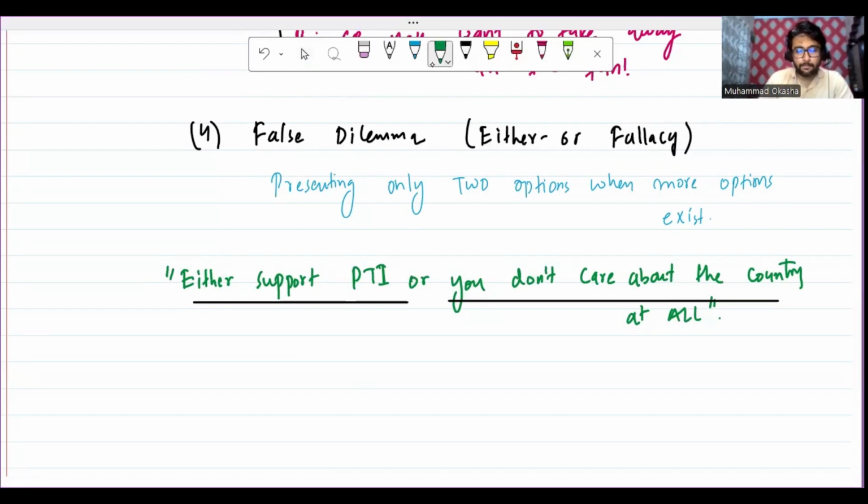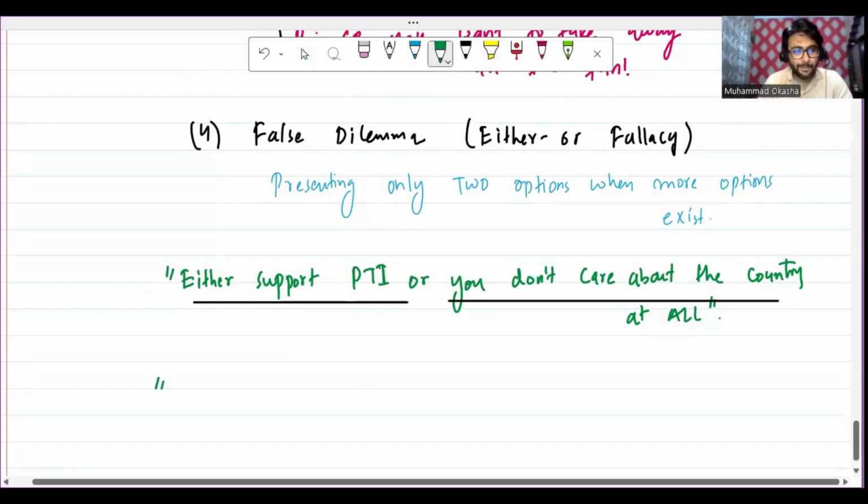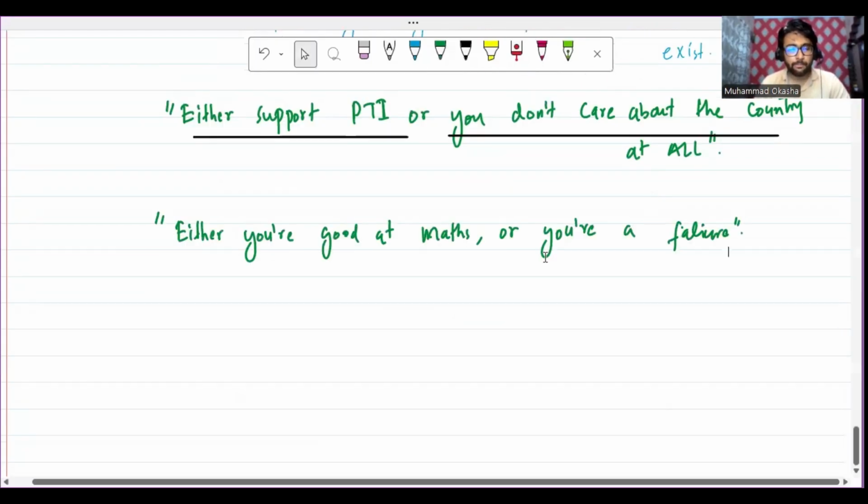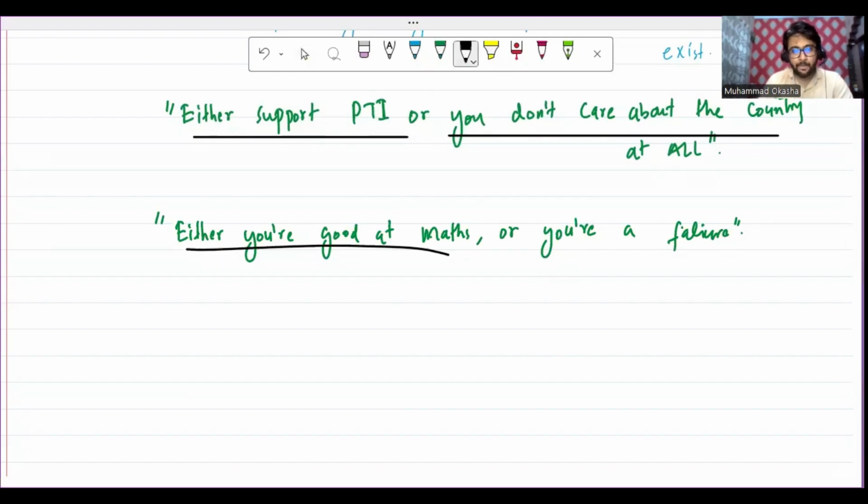This is something I'm going to write, which math teachers do a lot, right? Either you're good at maths or you're a failure, right? For example, किसी बच्चे से कहूँ कि तुम मैथ्स में अच्छे हो या तुम नालायक बच्चे हो, तो अब like this statement has a hidden false dilemma, right?